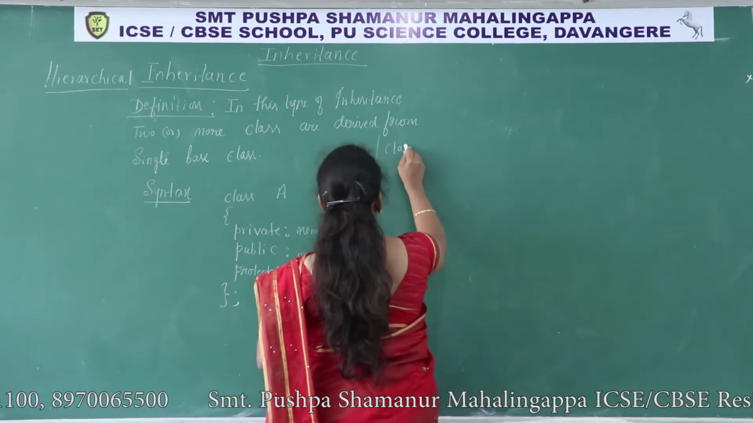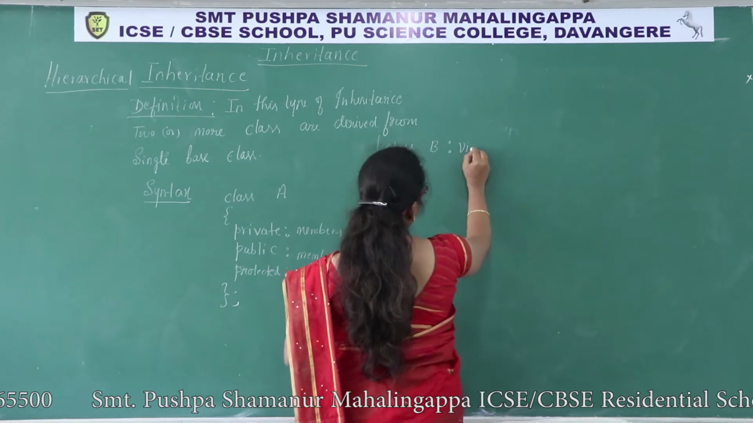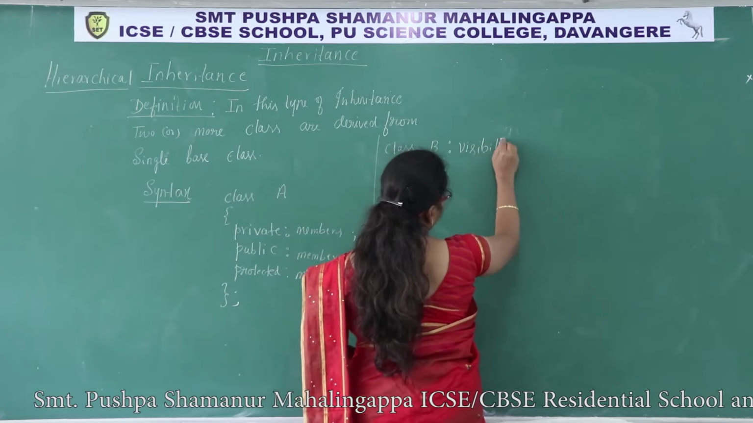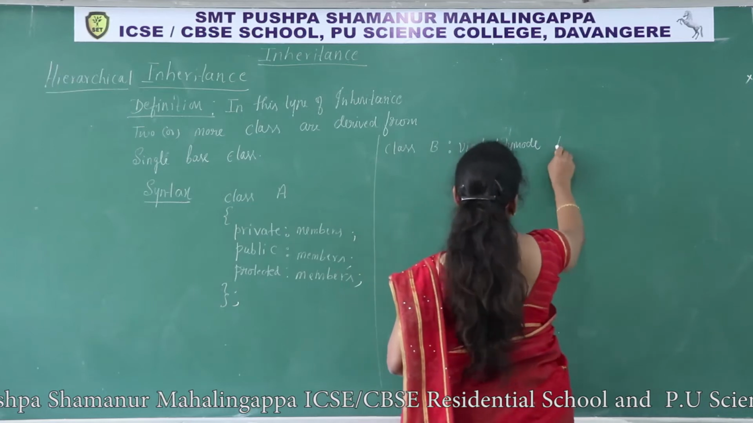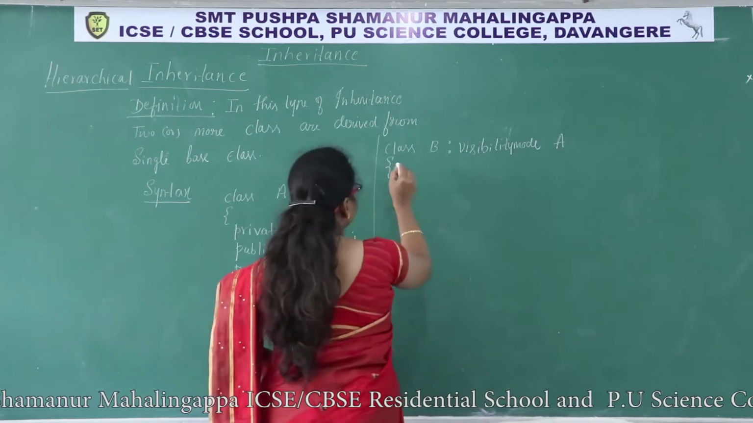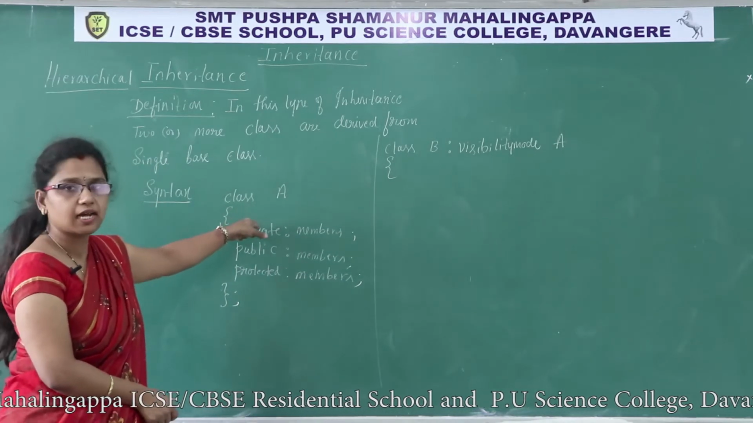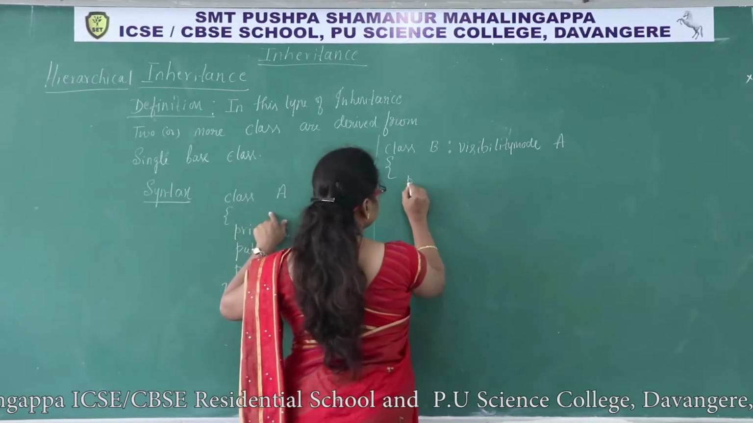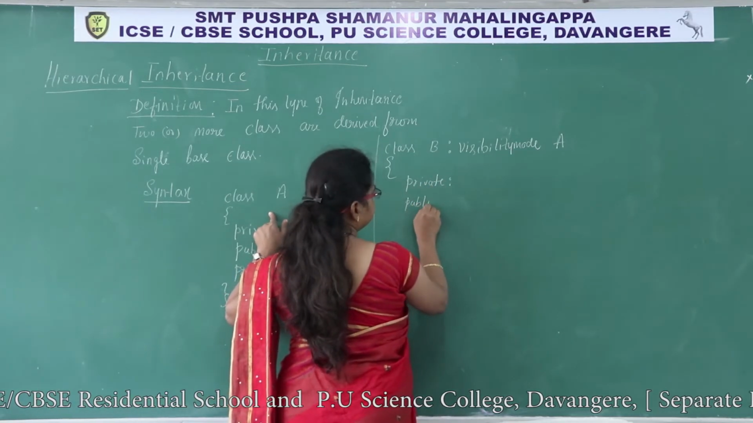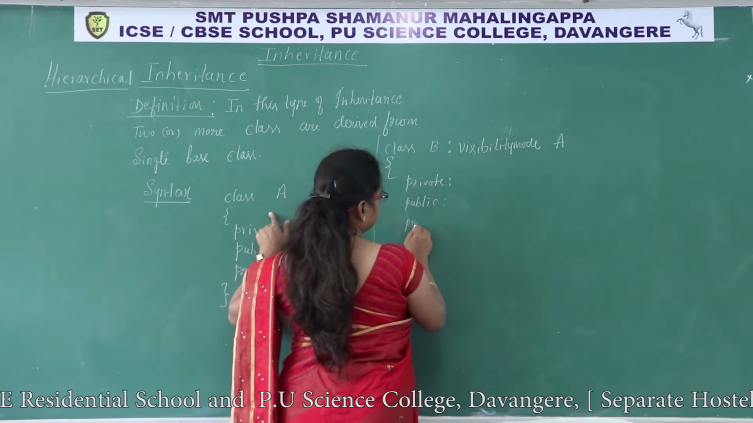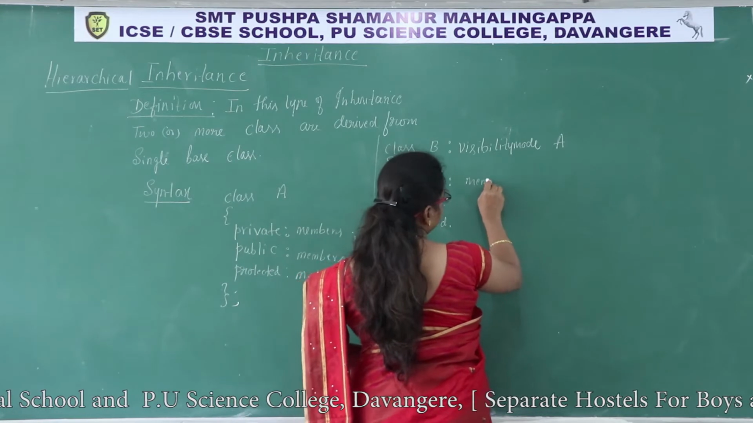Class B colon visibility mode, base class name. What is the base class name here? A. So B is a derived class which is derived from the existing class A. Here also private, public and protected members.